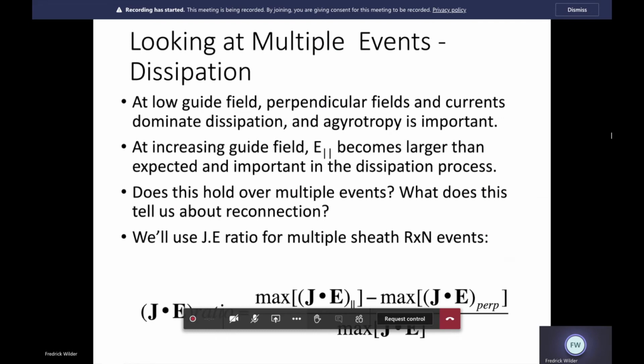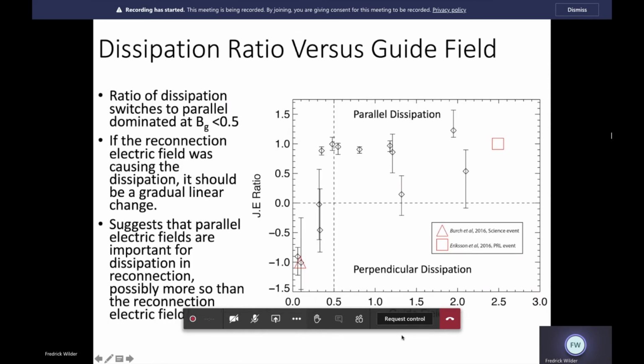So what I did is I went and found many of these types of events in the sheath, about 13 of them, and I wanted to see where the change happens between this parallel-dominated and perpendicular-dominated regime. So I took a J dot E ratio for each event. I looked at the J dot E due to fields and currents parallel to B, and the J dot E due to fields and currents perpendicular, and normalized them to the maximum dissipation to see which dominated. And so for all events, this is that ratio.